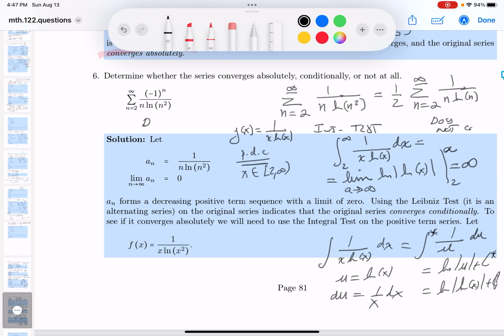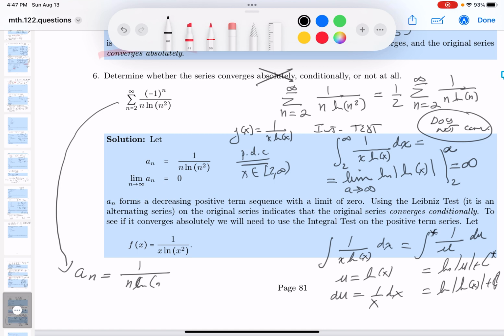So I know it's not absolute. I want to go for the conditional case, though. Is it conditionally convergent? I'm doing what's called conditional convergence. Let me write down the a_n now. The absolute value does not converge, so I'm not going to say absolutely convergent. What do you go over here? a_n would be 1 over n, ln n squared.